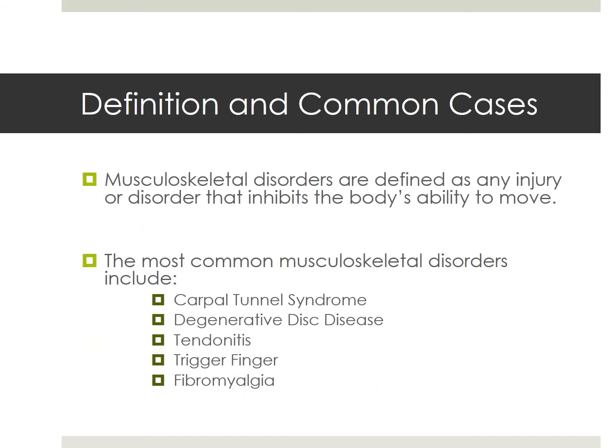A musculoskeletal disorder is any injury or disorder that affects the body's ability to move. This can be caused by affected bones, joints, tendons, or muscles. Some of the most common and well-known disorders are carpal tunnel, which occurs from the pinching of a nerve in the wrist, degenerative disc disease, where the cartilage between your vertebrae begins to erode, tendonitis, sometimes referred to as tennis elbow, trigger finger, and fibromyalgia, which affects multiple parts of the musculoskeletal system and can make sleeping nearly impossible.